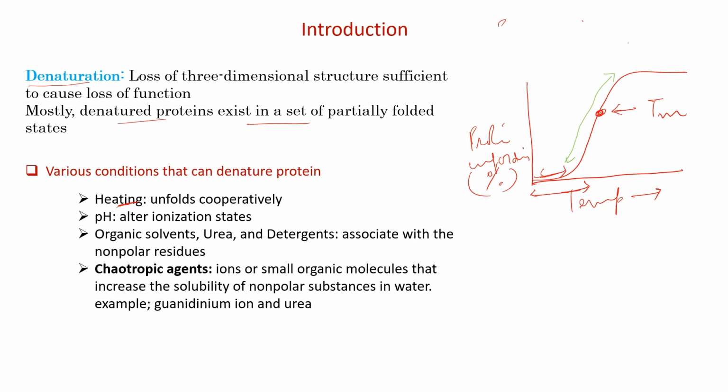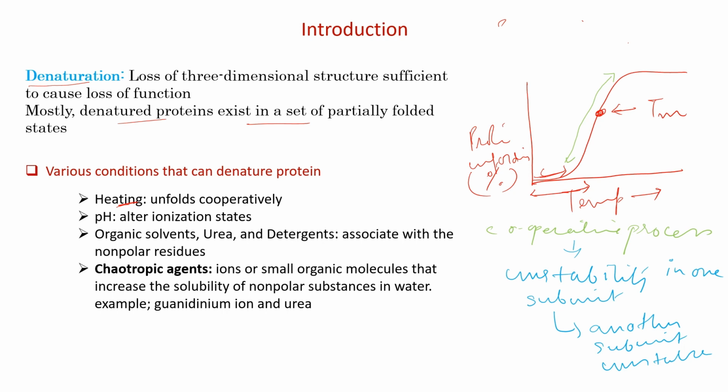Such curves tell us that protein denaturation is a cooperative process. What do we mean by cooperative process? That means the instability in one subunit will pass the message and make another subunit unstable. Again, the instability of the second subunit will make the third unit unstable. Such a pattern is known as a cooperative process. What kind of bond will heating disrupt? Mainly the hydrogen bond.